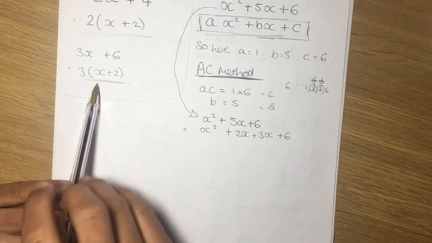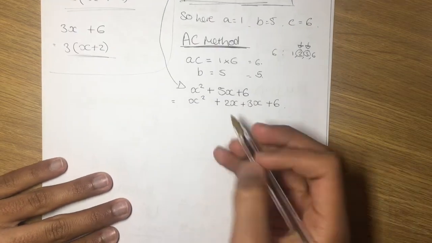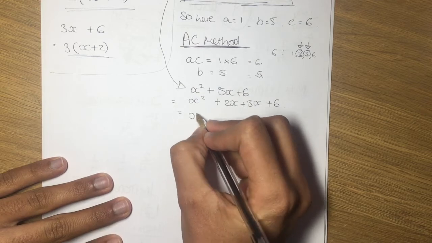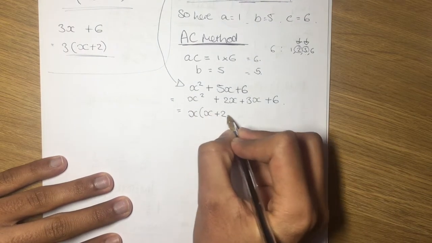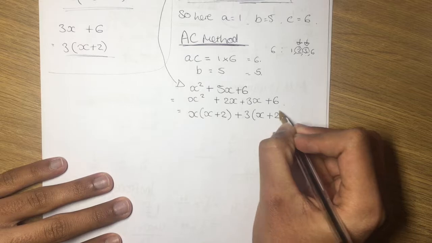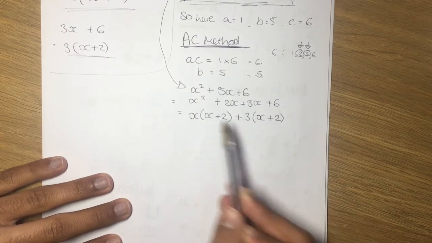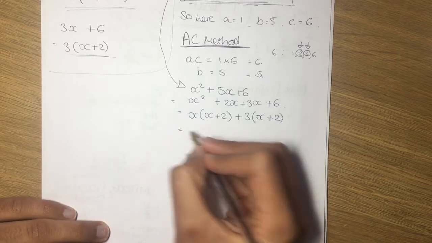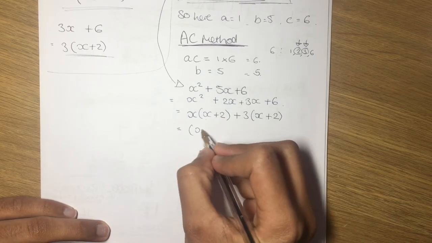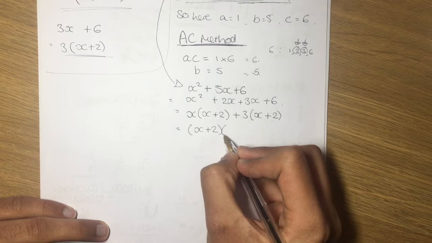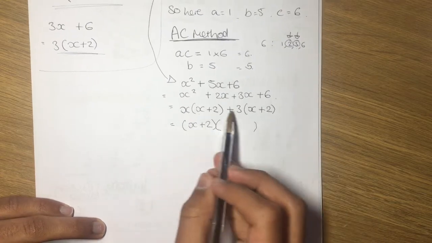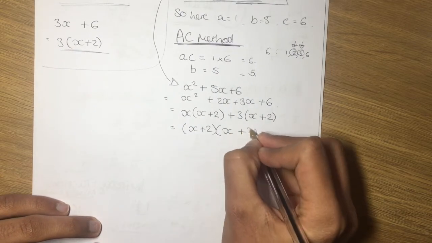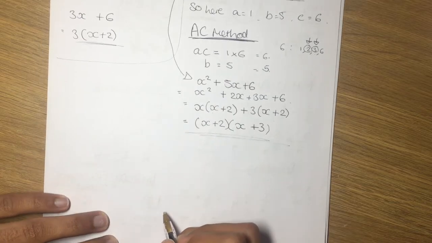All we've done is just rewritten the 5x. Now we can factorize it linearly like we just did earlier. So we've got x into x plus 2 plus 3 into x plus 2. A way of checking your answer to make sure you've done it right is that both of those brackets should be the same. In this case, they are the same, so that means we've done it correctly. Now we pull out the bracket, which is x plus 2, and times by everything outside, which is x plus 3. Hence we get x plus 2 times x plus 3.